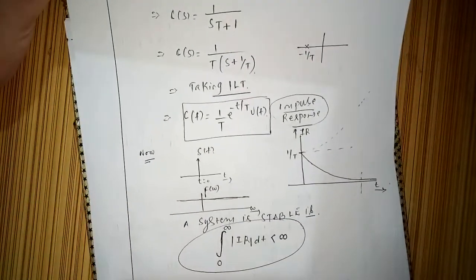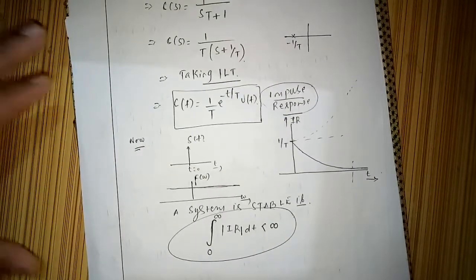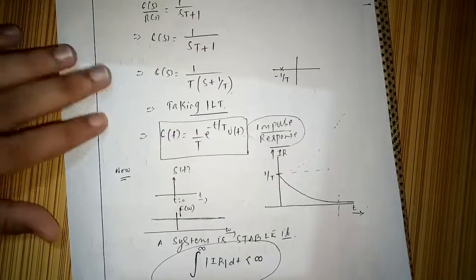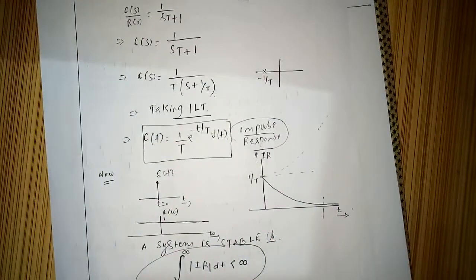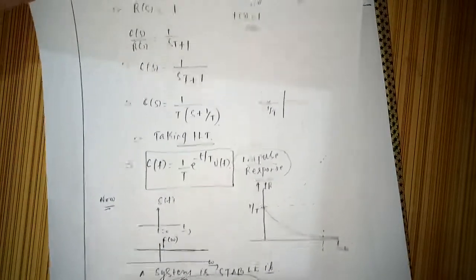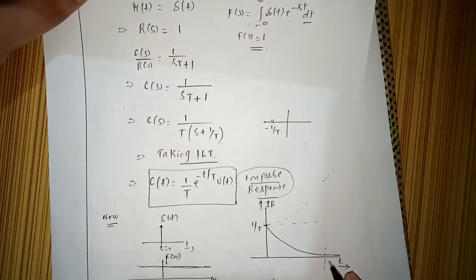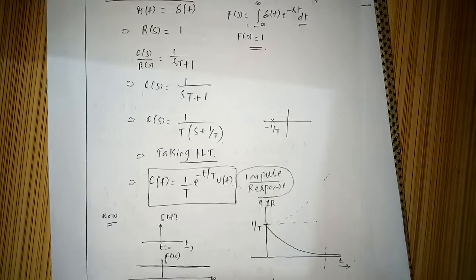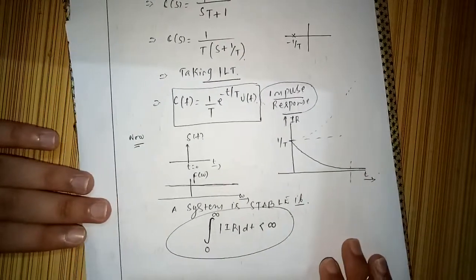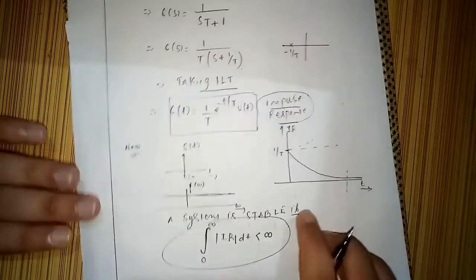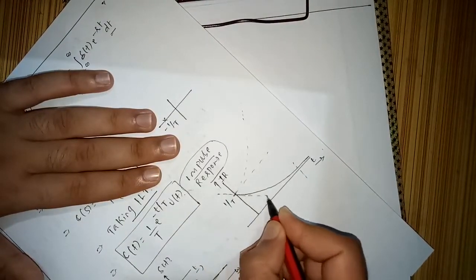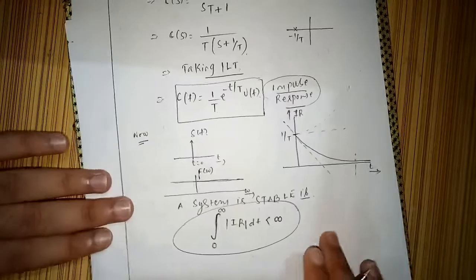Why this should be less than infinity, so that a system is stable, right? Next we will look at what a time constant is, how the time constant is defined in terms of our first order system, and how we will define it in the impulse response. What is one time constant, that we need to define. So what we do is we take a tangent here. Why I am taking the tangent will be very clear shortly.